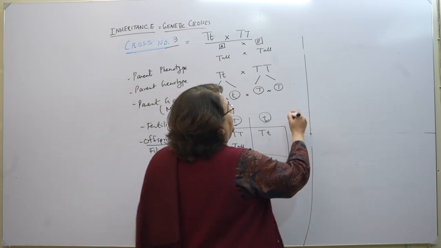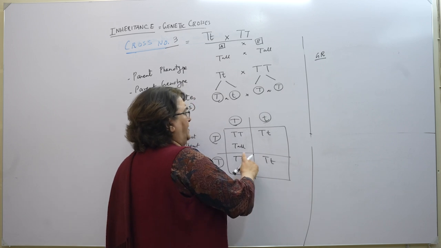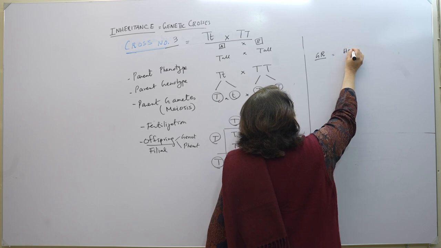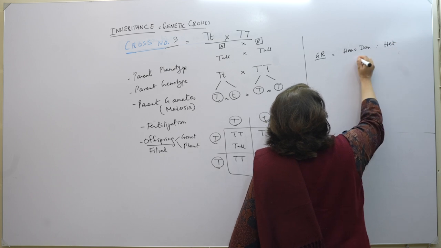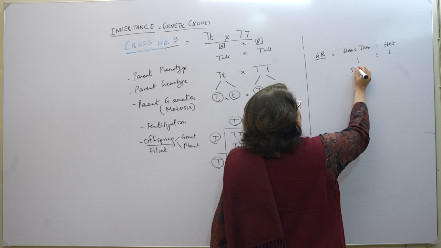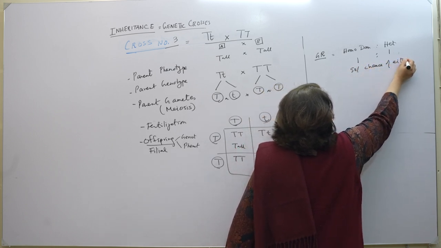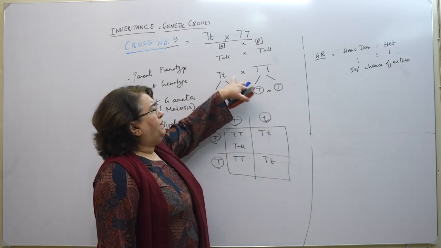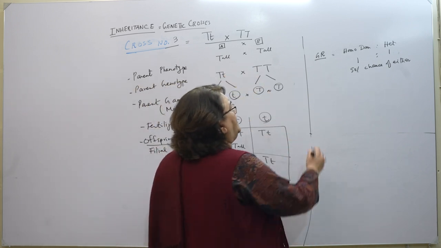Now, what is the genotype ratio? The genotype ratio is homozygous dominant to heterozygous, and the ratio comes out to be 1:1. That means a 50% chance of either. And you can also say that the parental genotype is maintained. One is heterozygous and the other one is homozygous dominant.